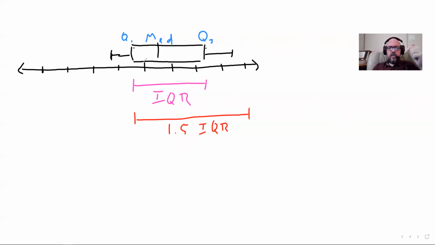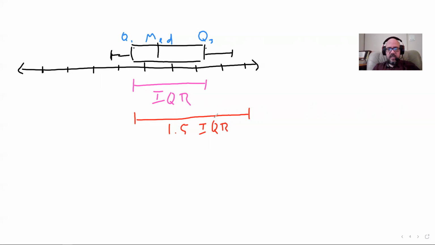So the interquartile range is the difference between Q1 and Q3. So it is this distance right here. It goes from Q1 to Q3. So it's that long. That's how long the IQR is. It's the length of the box in the box plot. So the first thing we do is we take that distance and we lengthen it to be 1.5 times as long. And then we add that on to Q3.